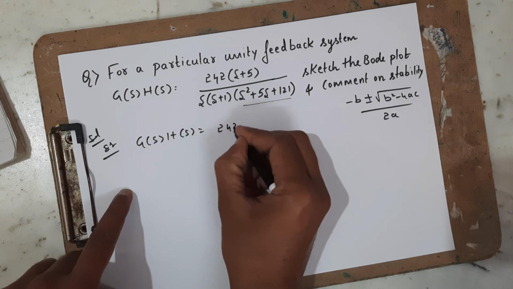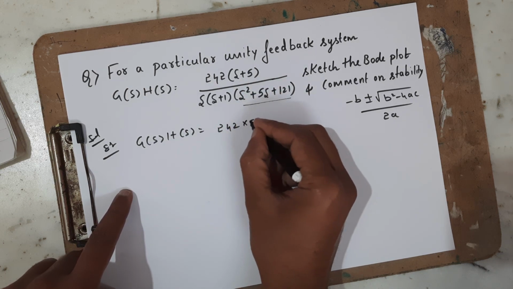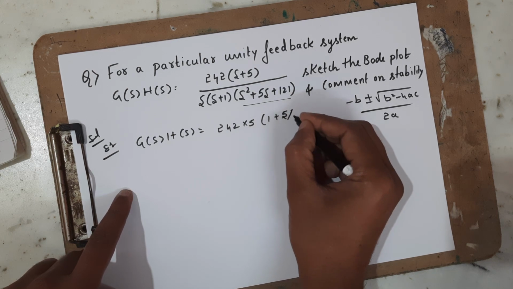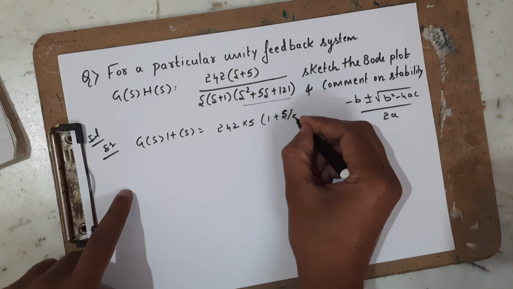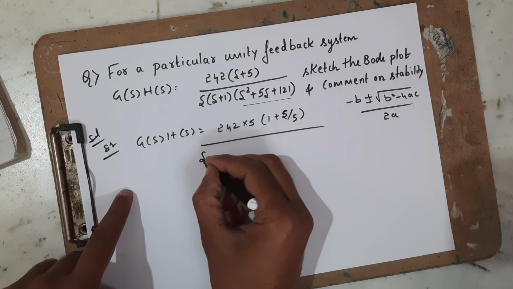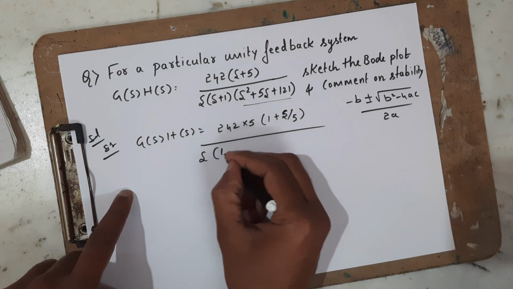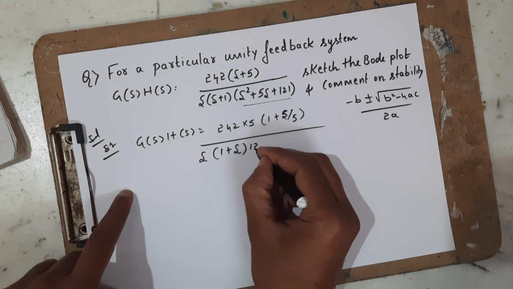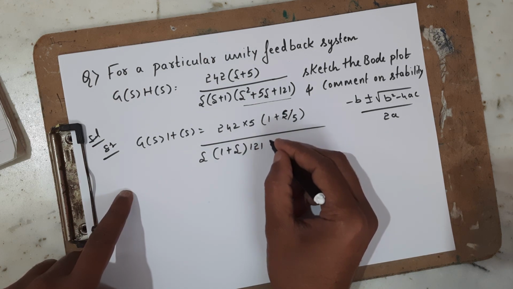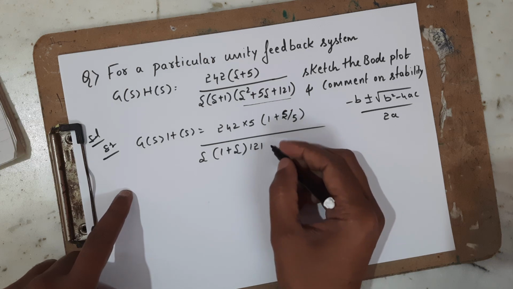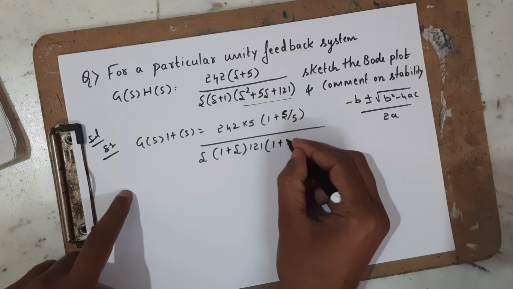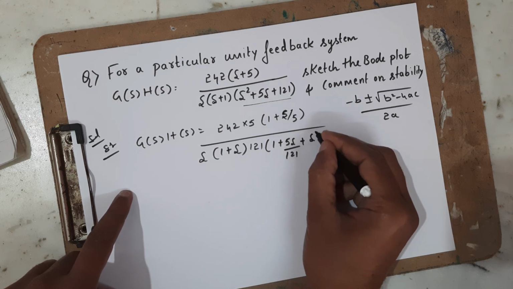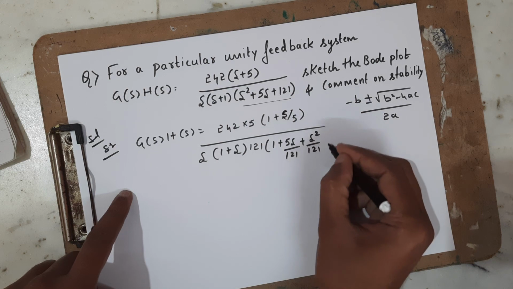So 242, I am going to take 5 as common, 5 in bracket 1 plus s by 5. Next, here if I take 1 also no change, 1 plus. So here I am going to take 121 as common, 121. Then this can be written as 1 plus 5s divided by 121 plus s square by 121.